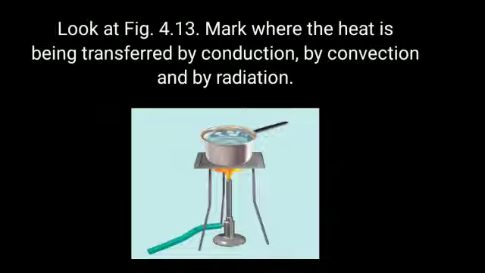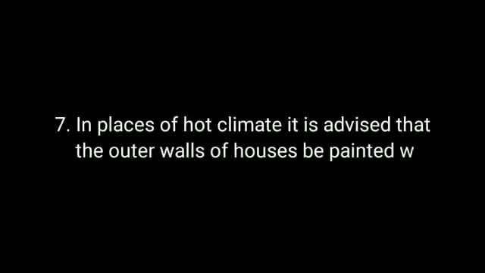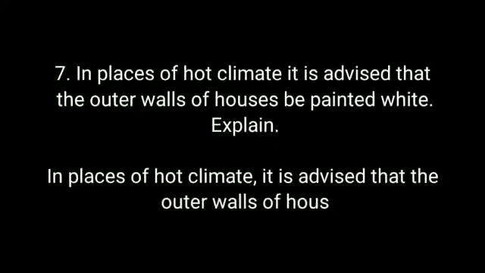Look at figure 4.13 and mark where the heat is being transferred by conduction, by convection and by radiation. Here in this diagram you can see convection, radiation and conduction. Next question, in places of hot climate, it is advised that the outer walls of houses be painted white. Explain.